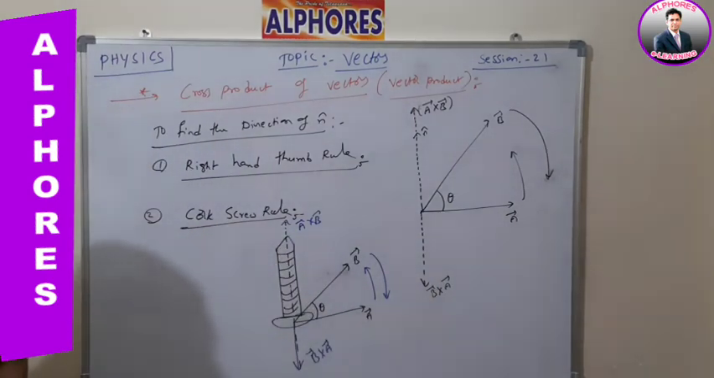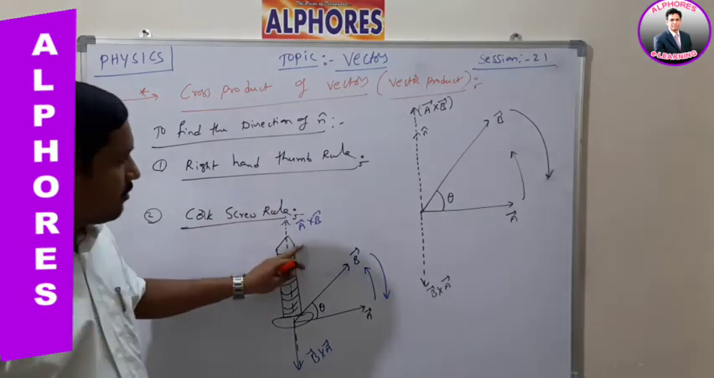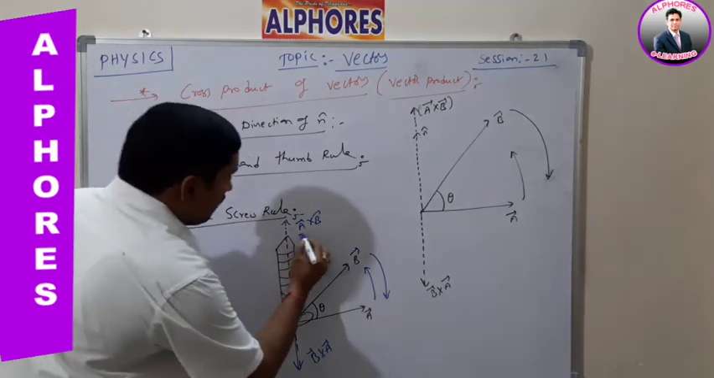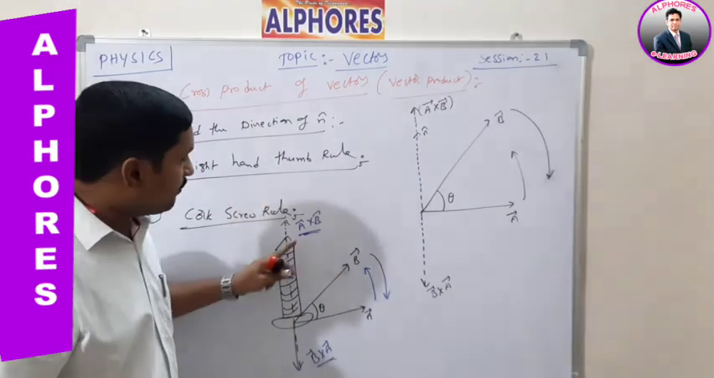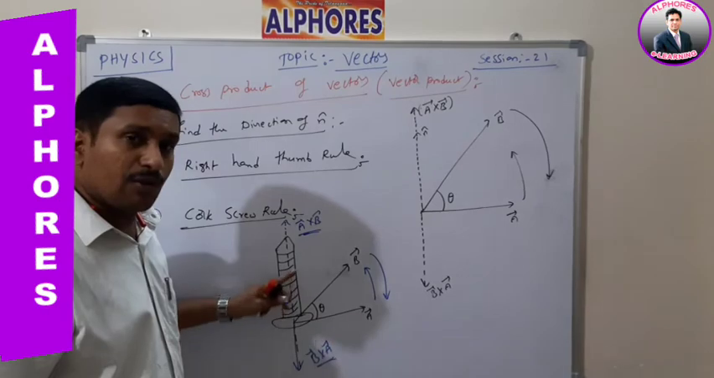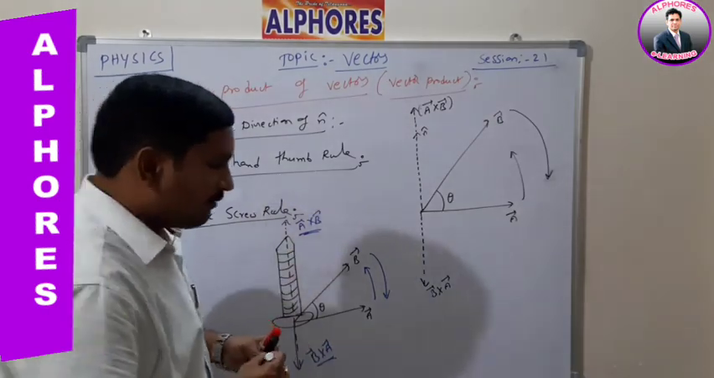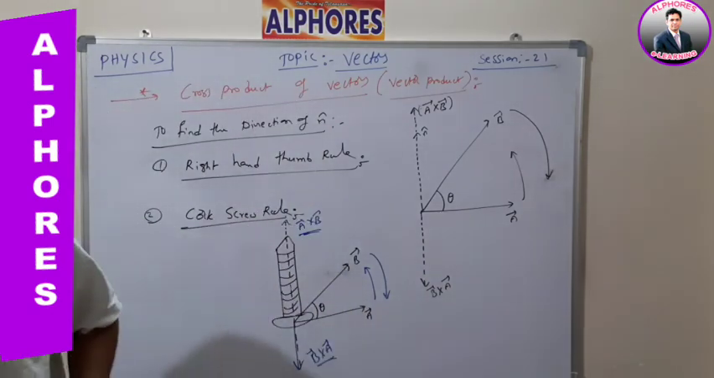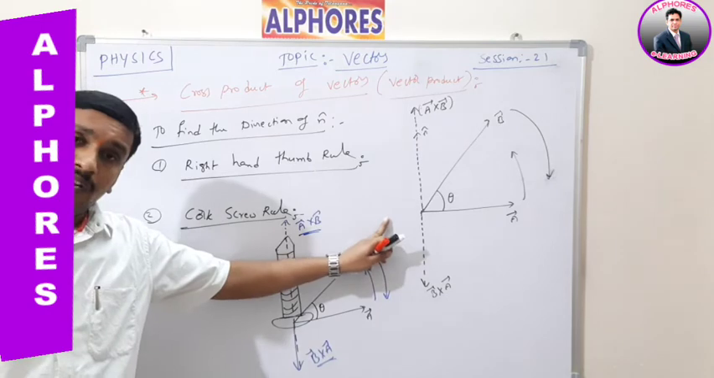Direction of A bar plus B bar. Okay, are you clear, all of you? That means from this diagram, what is the angle between this A bar plus B bar and B bar plus A bar? 180 degrees. That means both have equal magnitude, but both are oriented in opposite directions. That means here both are not equal. Listen carefully. As per these two diagrams, it doesn't follow the commutative law.